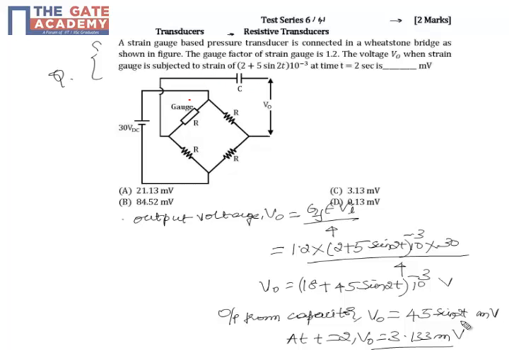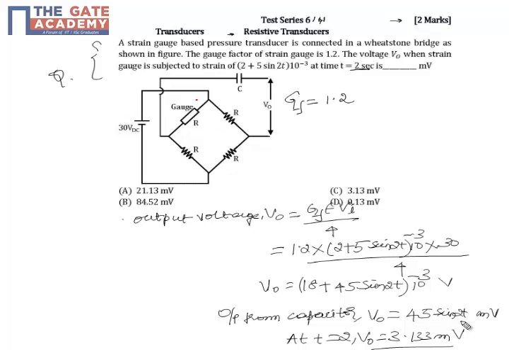Here the gauge factor of the strain gauge is given as 1.2, and we are asked to find the voltage V0 when a strain of (2 + 5 sin t) × 10^-3 is applied at time t equal to 2 seconds. So what is the output of the bridge when a strain of this quantity is applied, with a gauge factor of 1.2 for the strain gauge, and a 30 volts DC to energize the bridge?